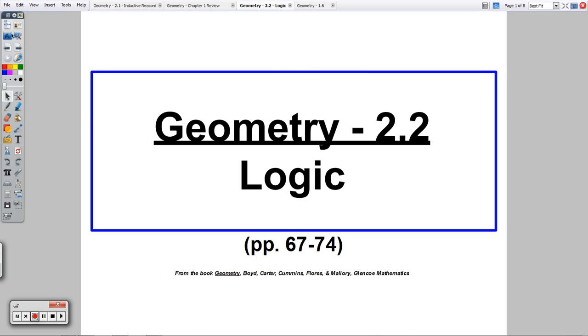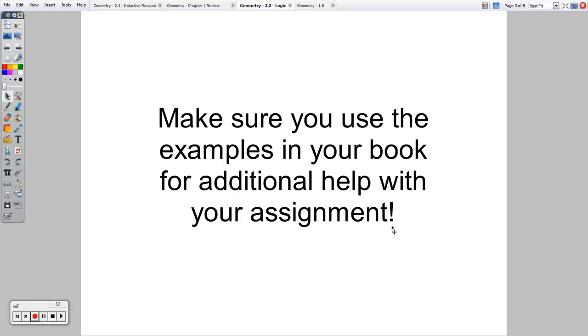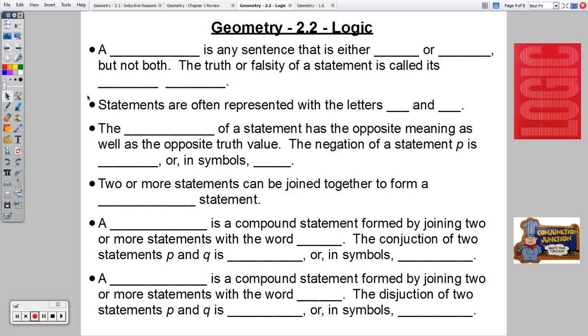This is Geometry 2.2. These are the terms you should know by the time we're done with this lesson. I imagine there's going to be a lot of new looking material for you. Don't worry, it's not difficult, it's just new. So you're just going to have to think it over a little bit more, but I think it'll come pretty easily once you get the hang of it. And as always, if you're one of my students, use those extra examples in your book.